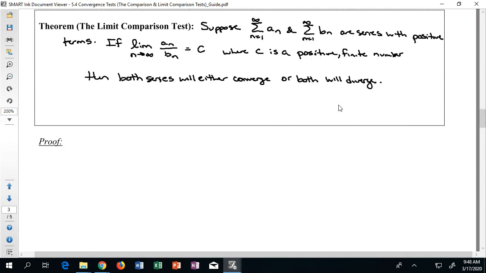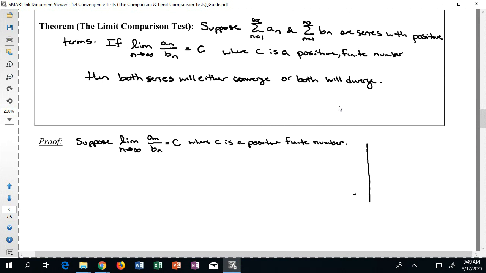Now we're going to attempt to justify that by taking a look at what we have down below. All right, so here's what I'm going to do. Let's suppose that we're already working with series that meet all the above conditions, okay? And we can already suppose that the limit of a sub n over b sub n does indeed equal C, again, where C is a positive finite number.